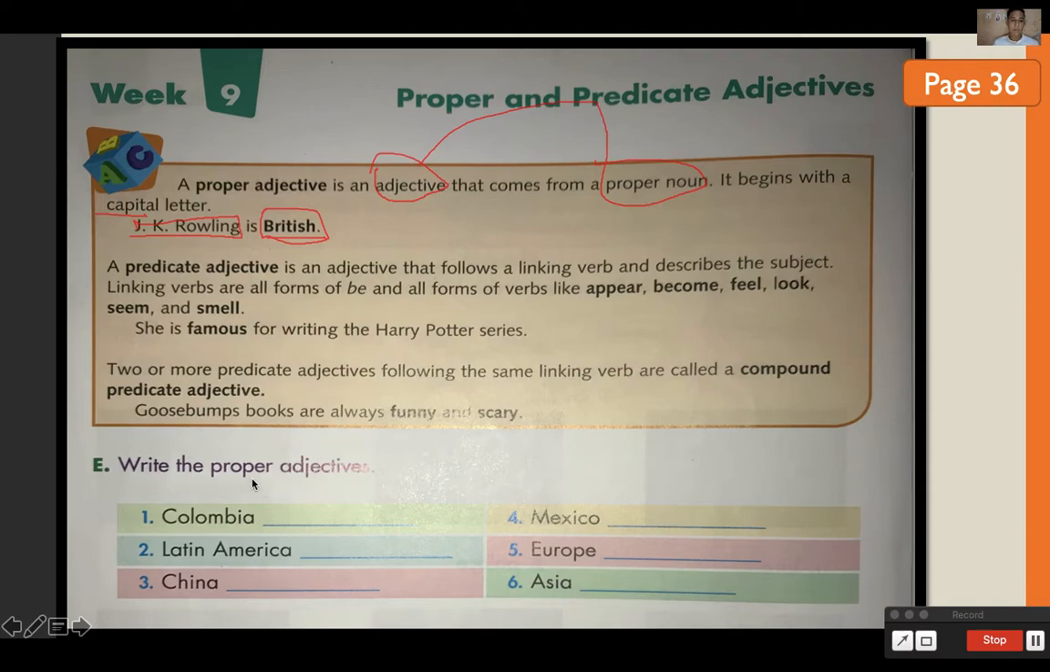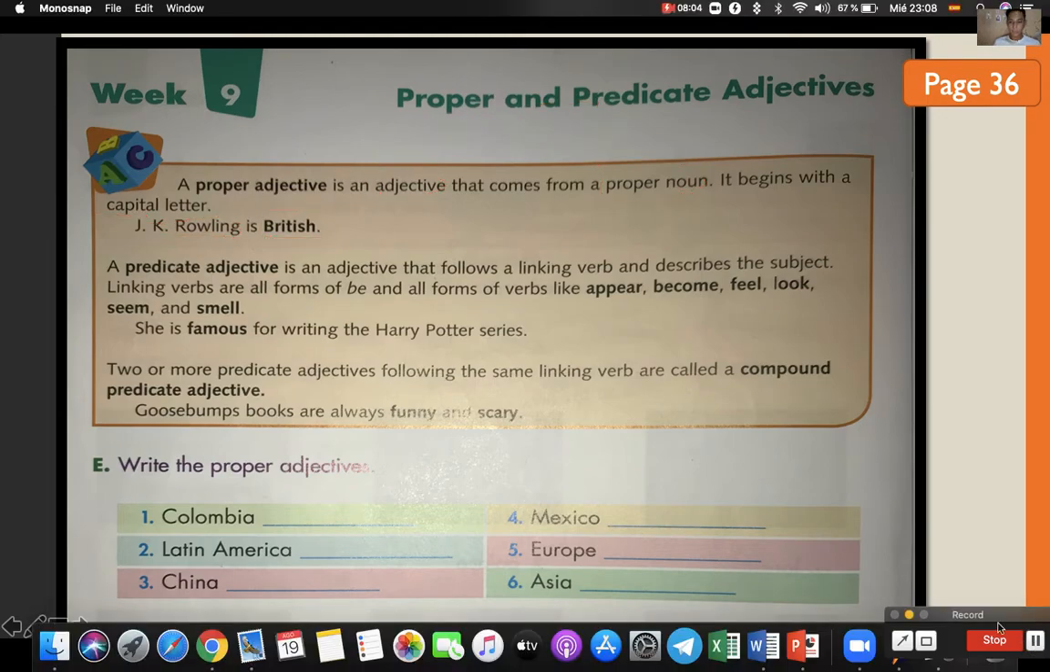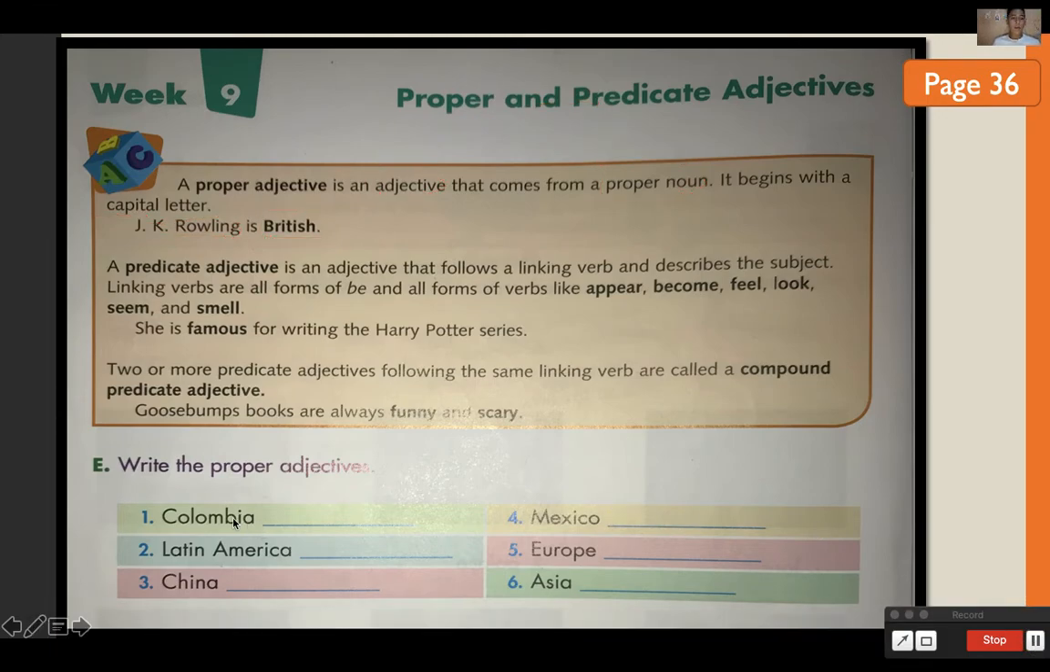For example, write a proper adjective. Vamos a escribir el adjetivo propio. Colombia. Okay, so we have here Colombia. It is Colombia. Colombian. Latin America.